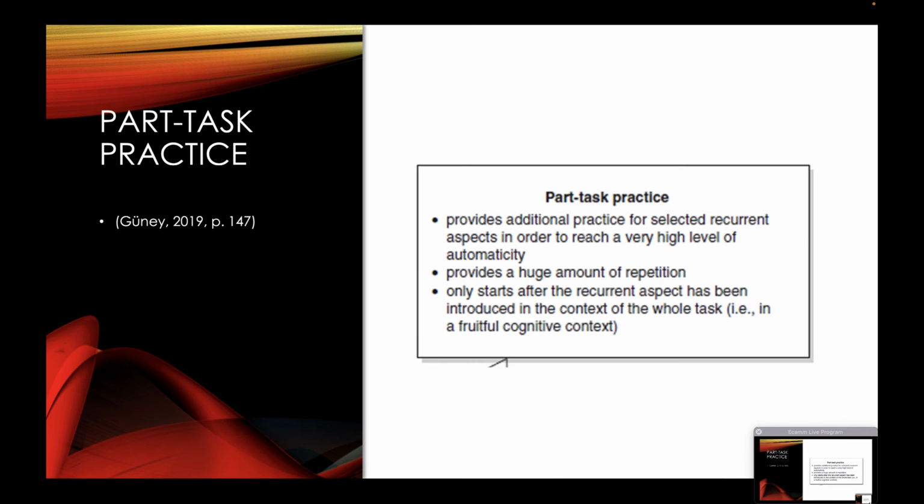Lastly, part task practice. Of course, you want them to have that opportunity to go in and do the actual task. We want them to implement or go in and actually do what we're trying to have them do. It's at a very high level. There's a huge amount of repetition, and it starts, of course, whenever we have done the whole entire task.